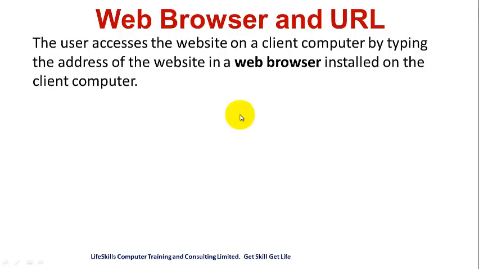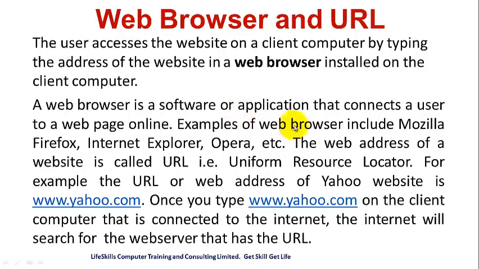A good example is Mozilla Firefox, or Internet Explorer, or Opera. And even on mobile phone, we have Opera Mini, and we have a mobile browser for accessing websites. So a web browser is a software that connects the user to the web page he's looking for online.